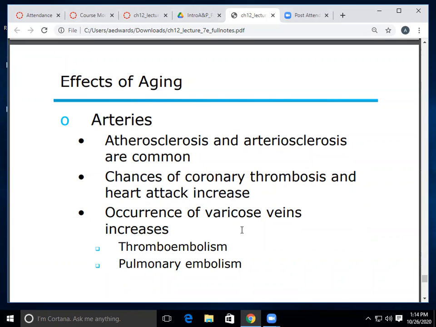You see an increased occurrence of varicose veins. So if any of you work in nursing homes or work with a lot of elderly patients, you probably have seen a lot of blood vessels on the surface of the skin. Okay. And this can also lead to thromboembolism or pulmonary embolism, where that blood clot lodges somewhere in the body, lodges in the lungs if it's a pulmonary embolism. Okay.